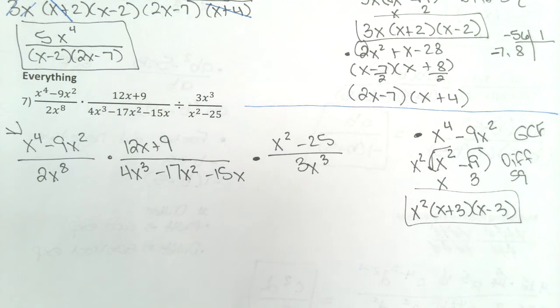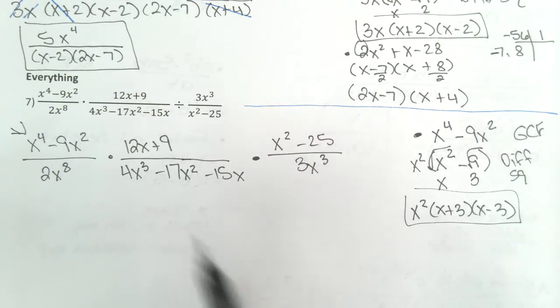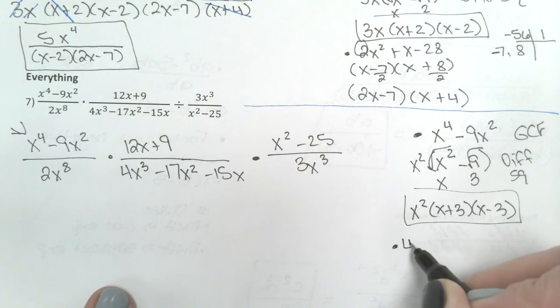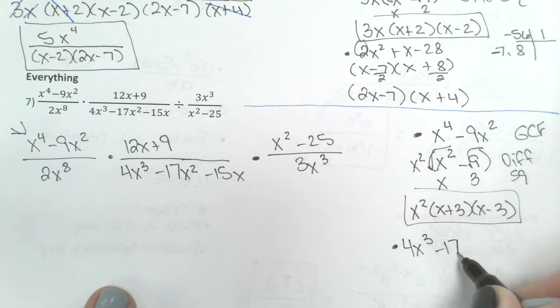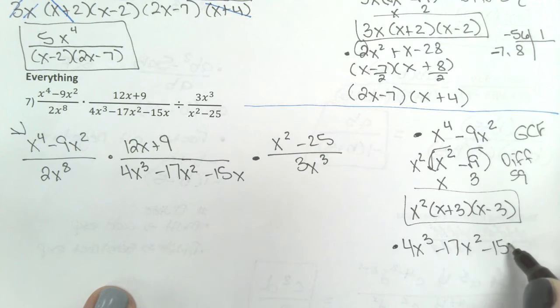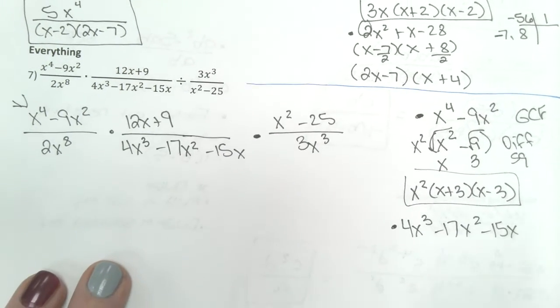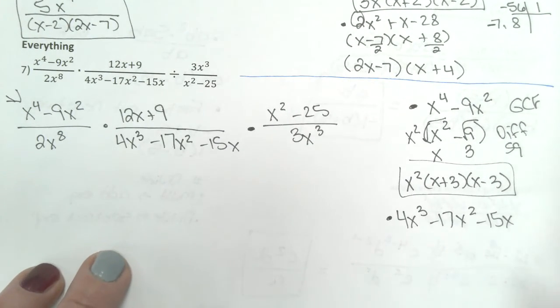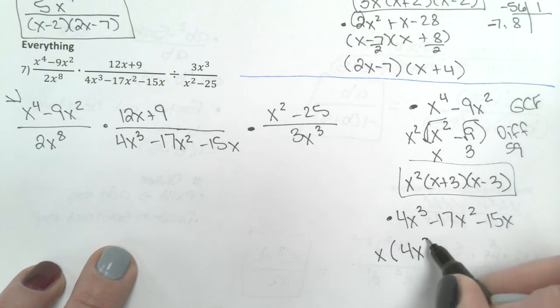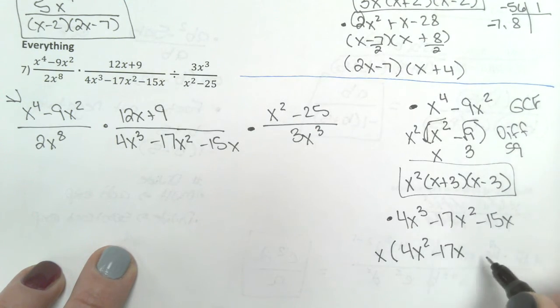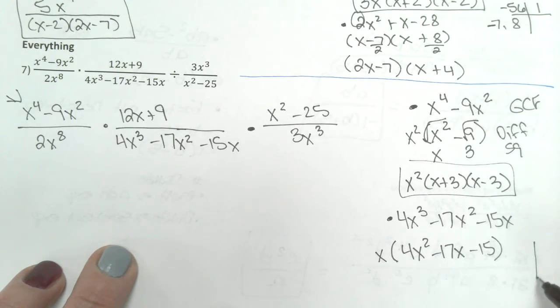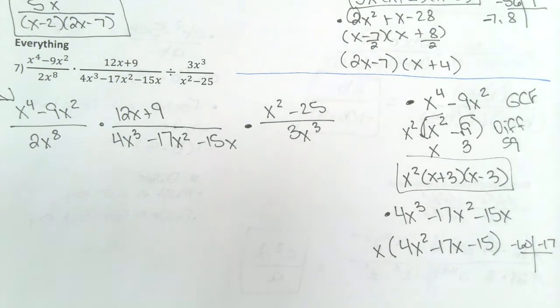And then on this bottom one, 4x to the third minus 17x squared minus 15x. Once again, you got to make sure you take out your GCF first. So I would factor out the x, and then get 4x squared minus 17x minus 15. So then when you make your ACB chart, you need factors of negative 60 that add to negative 17.